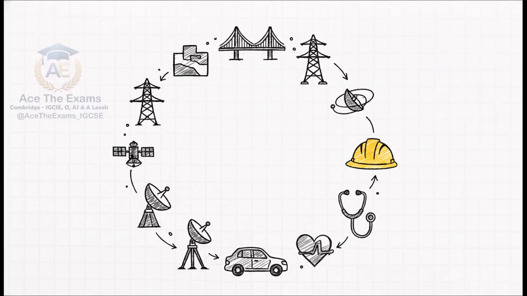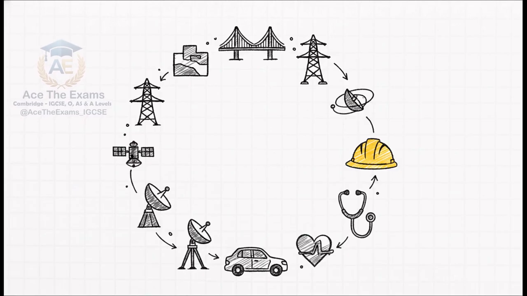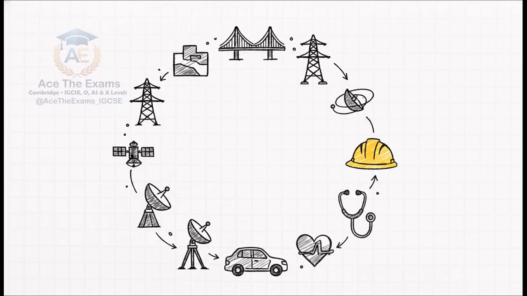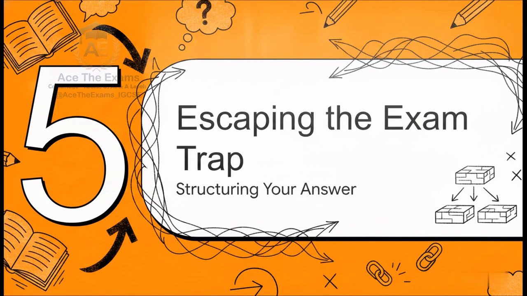You should always be able to name at least one real situation where balancing forces predicts an outcome, and more importantly, be able to explain exactly why the physics helps us optimize that scenario. All right, let's talk strategy in Section 5, escaping the exam trap, structuring your answer.